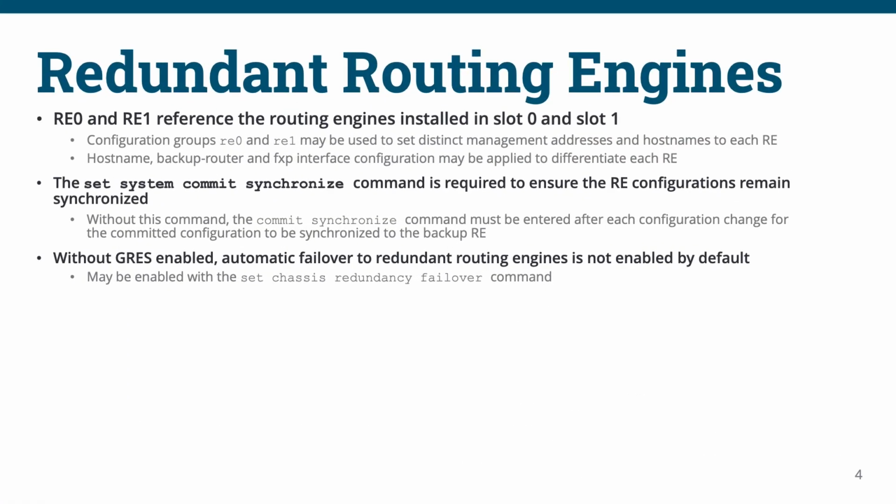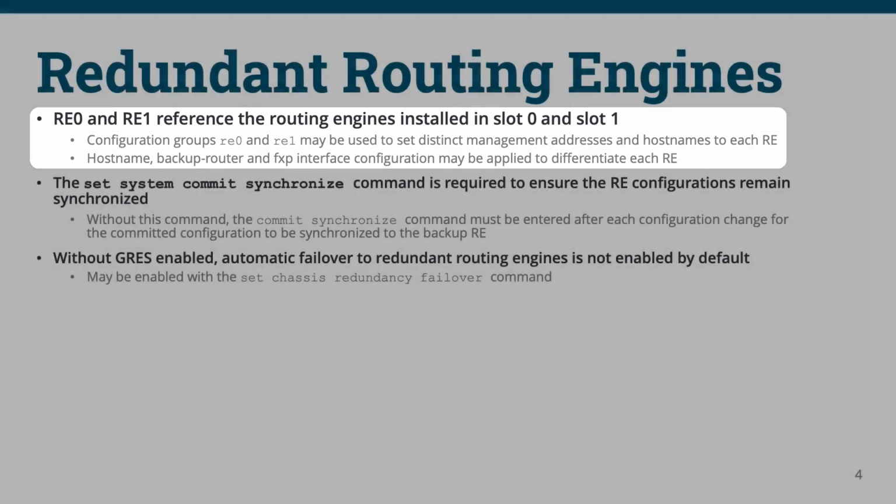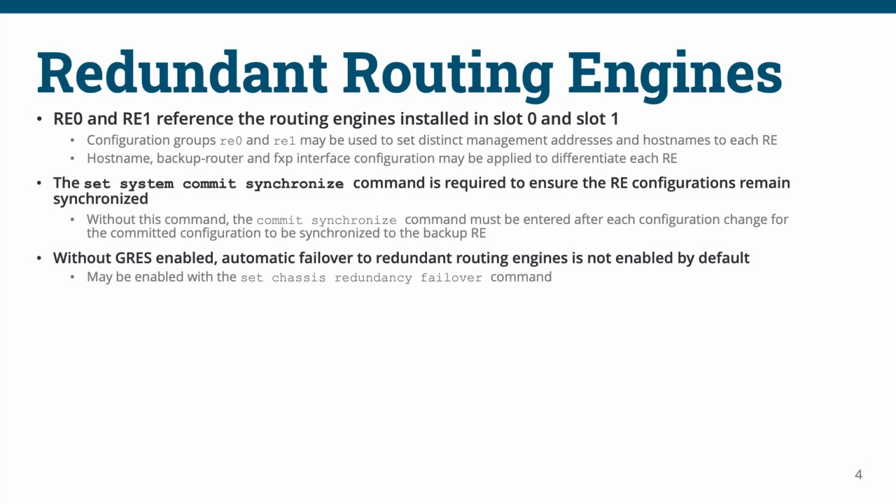When we have redundant routing engines in a Junos device, RE0 and RE1, they can be configured separately, using a configuration group called RE0 and RE1. These are reserved group names and will be automatically recognized by Junos and only applied to the respective RE. This is handy for applying separate management IP addresses and host names to the redundant REs, allowing for management access to both REs independently.